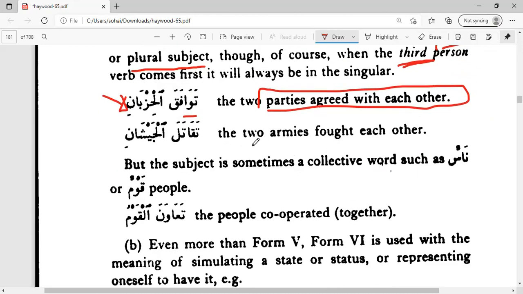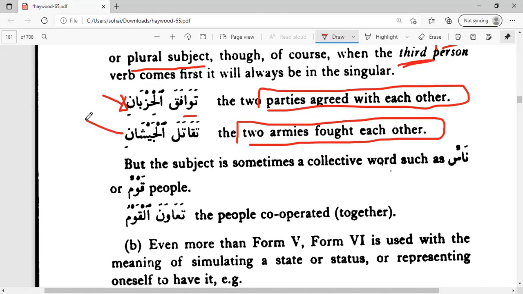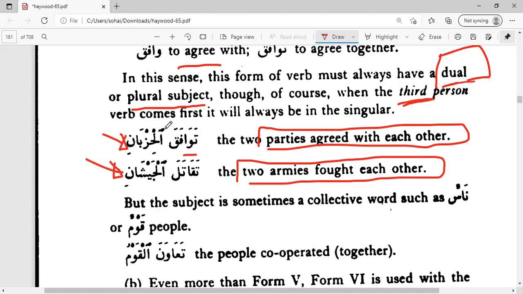Taqatala al-jayshani, the two armies fought each other. The subject jayshani is dual. If it wasn't for these subjects, it would be tawafaqa, in the dual. It would mean them two, the two parties, that they agreed with each other. Them both agreed with each other. Does that make sense? Yes, sir. Okay.